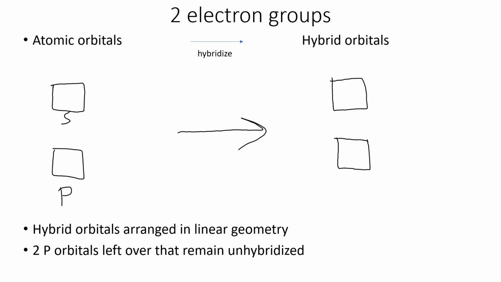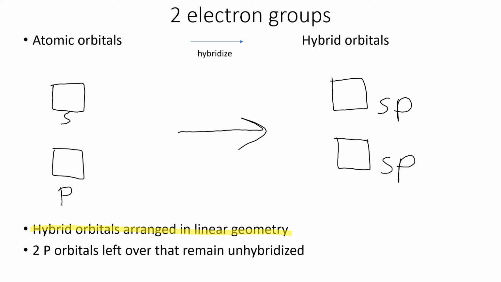Now we're on to that third guideline. What is the identity of those hybrid orbitals? Well, these hybrid orbitals look like if you took an s and a p orbital and mixed them together. So this type of hybridization we refer to as sp hybrid orbitals. And these two hybrid orbitals would be identical in size and shape, and they're going to be arranged in a linear geometry, kind of matching what we know happens when we have two electron groups.